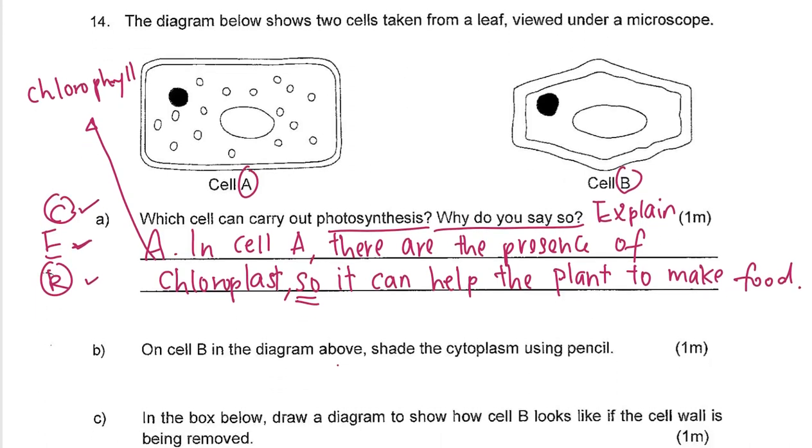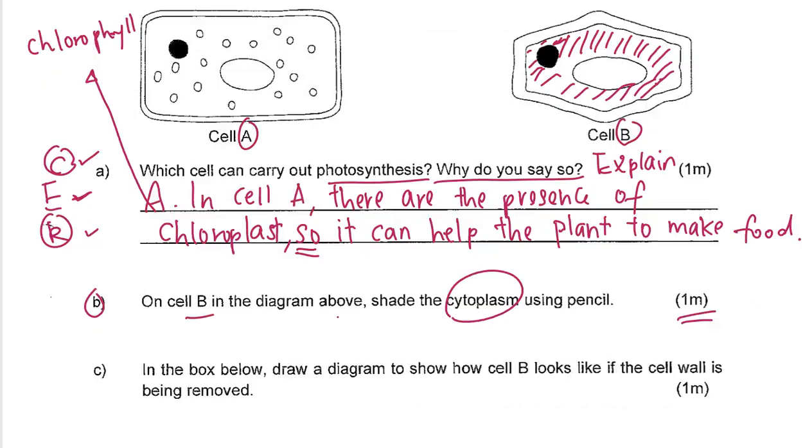So let's talk about part B now. On the cell B in the diagram, shade the cytoplasm. Now, this question was missed out by a few in the class. Some of you have thought that this was just an instruction that you can ignore, but it's actually meant to be something that you need to do. So I should see you shading the cytoplasm, the jelly that's around it. Alright, nothing beyond the cell membrane. So this gives the 1 mark just for shading.